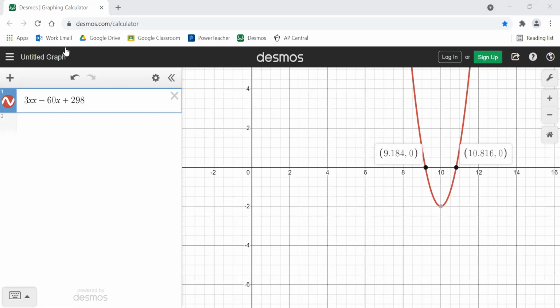So the derivative goes from positive to negative at 9.184. So this is a local max. The derivative goes from negative to positive at 10.816. So that's a local min. So the only one we really need to care about is 9.184.